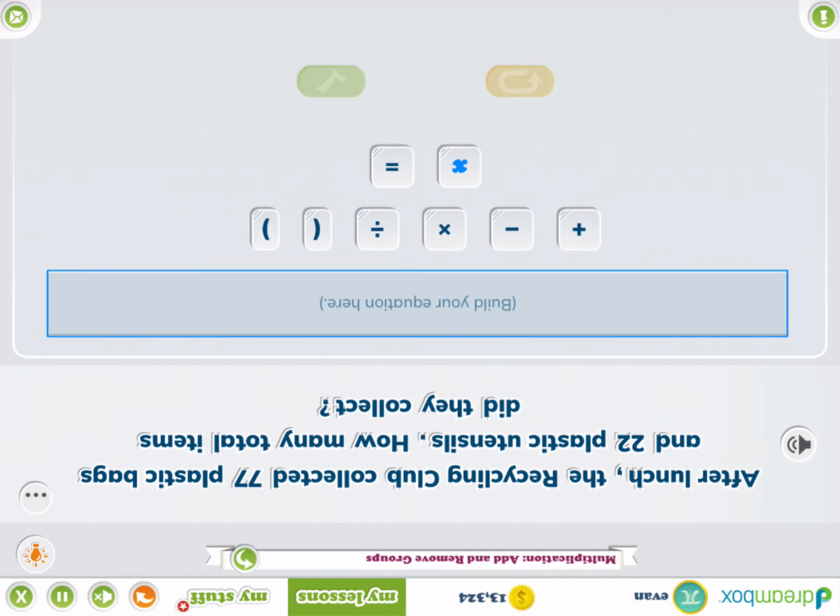After lunch, the recycling club collected 77 plastic bags and 22 plastic utensils. How many total items did they collect?